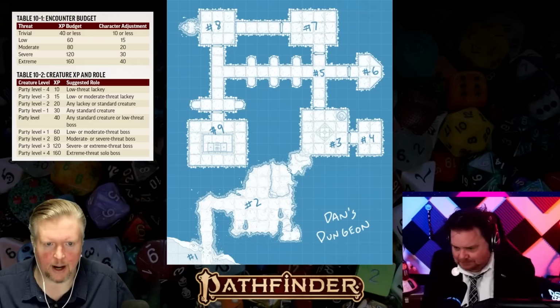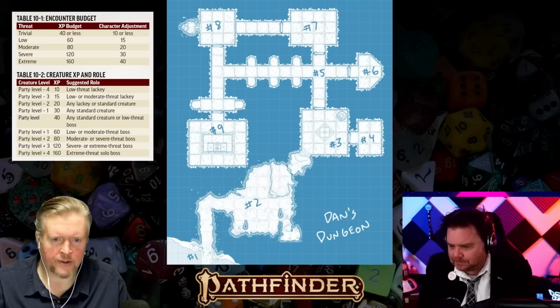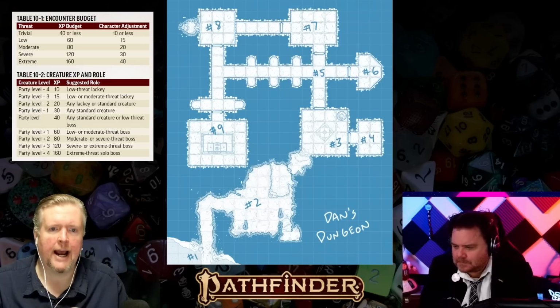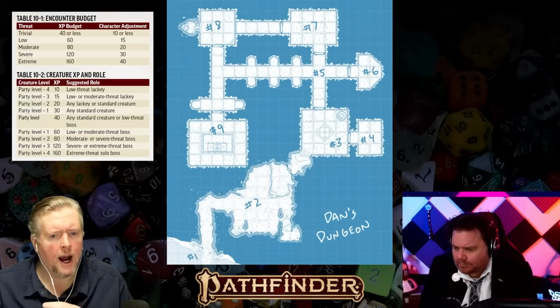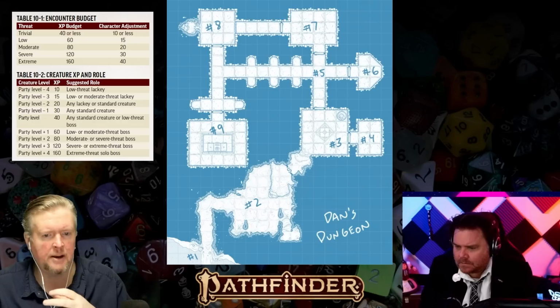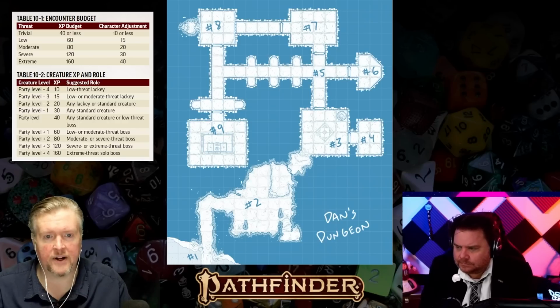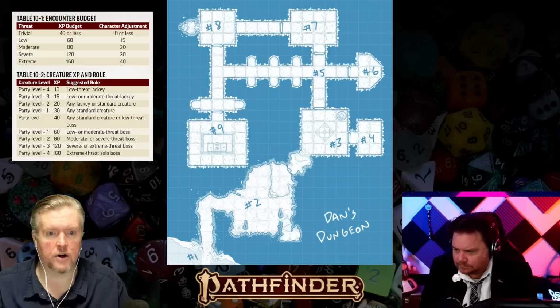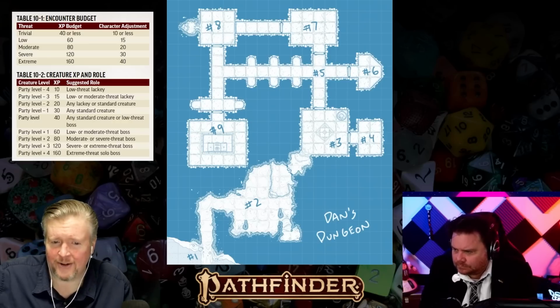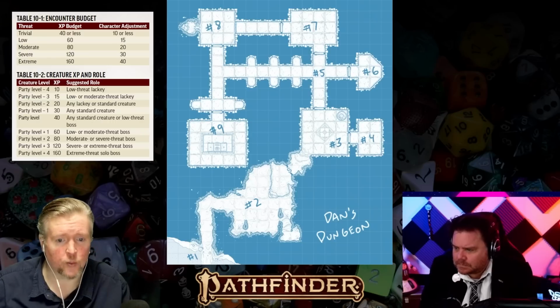So that means when you look at that, you start saying, okay, I'm going to throw some low encounters at them, maybe some moderate encounters. You probably don't want to throw much in the way of severe encounters, and you definitely don't want to throw extreme encounters at first level characters. You almost never want to throw extreme encounters at characters, period, because those fights are really hard.